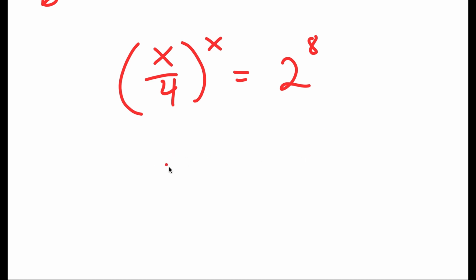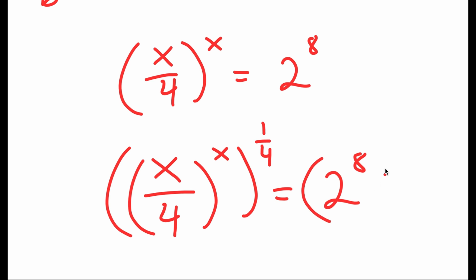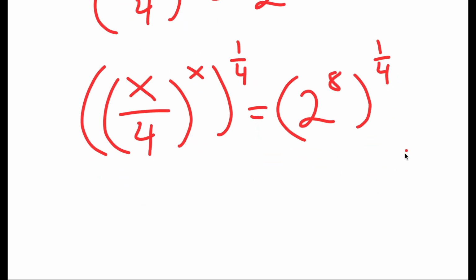Now I'm going to take the power of 1 over 4 on both sides. So I get x over 4 to the power of x to the power of 1 over 4 is equal to 2 to the power of 8 to the power of 1 over 4.